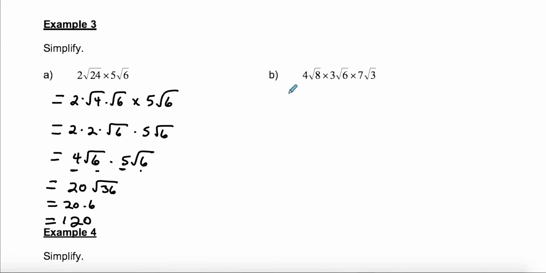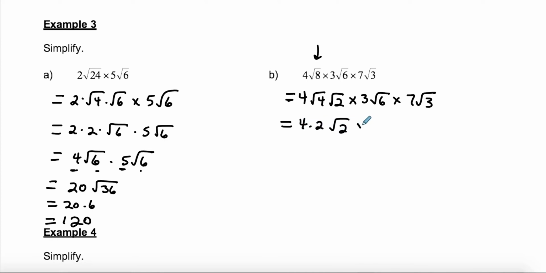So I guess my advice would be try and break down anything you see. Like I noticed the square root of 8 is the same thing as the square root of 4 times the square root of 2. And then I have 3 root 6, and then I have 7 root 3, which I can't break down at all. Right now, I see this would be 4 times 2, though, root 2, times 3 root 6 times 7 root 3. What else? That would be 8 root 2 times 3 root 6 times 7 root 3.